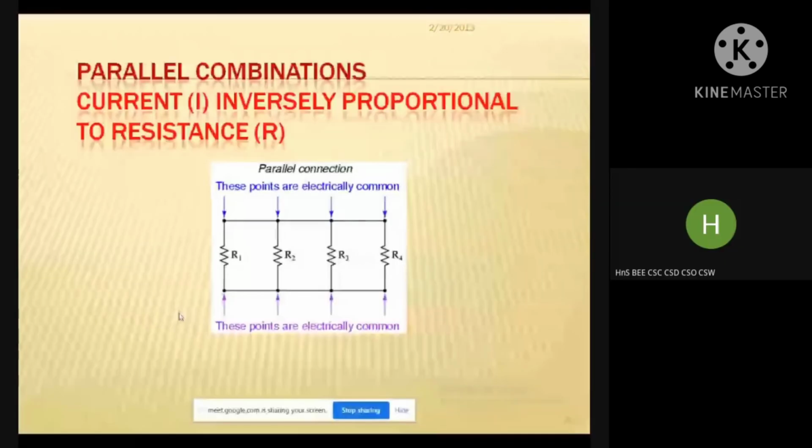Yeah, this is a parallel connection diagram. In total we have R1, R2, R3 and R4, four resistors with different lines. Between R1 and R2 we have two junctions. The two junctions are represented with some blue lines from the top. These points are electrically common. The blue lines are called junctions.